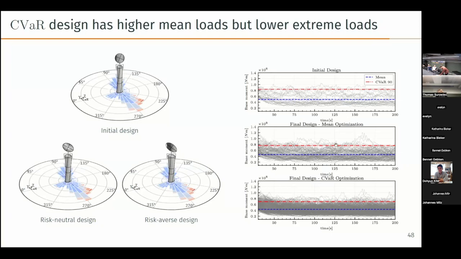What I want to point out here is that lower means better. Lower means lower base moment. And the CVaR is having the densest low values. It has the least probability of those extreme loading scenarios as it should.